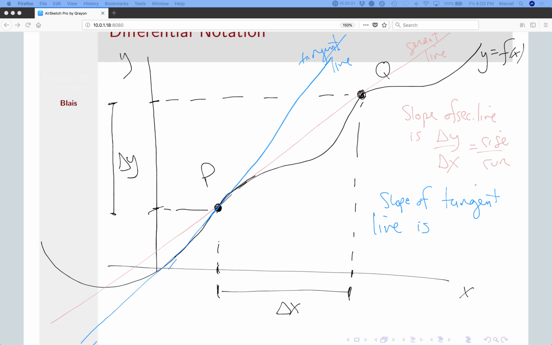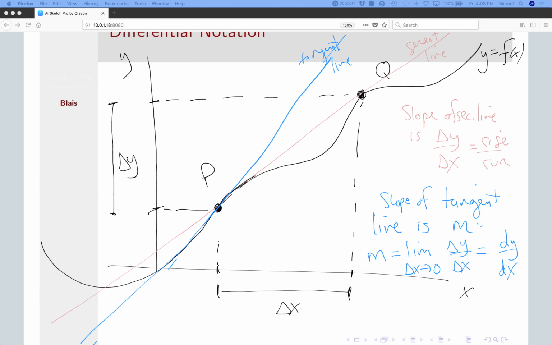And the differential notation is using this idea where the slope of the tangent line, why don't we call it m, is the limit as delta x goes to 0 of that difference quotient delta y over delta x. And that notation we use is dy dx.